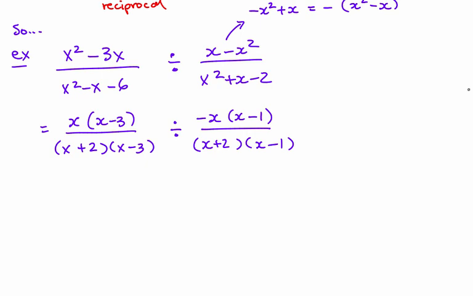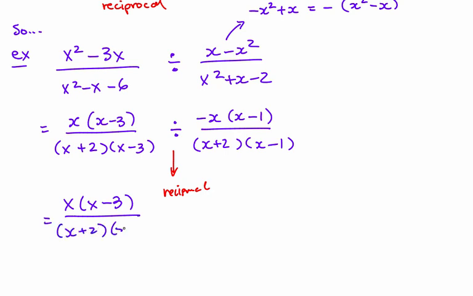So before I go and cancel things, I still need to take that reciprocal. And so I take my first fraction and then I change this to multiplication, and I take my numerator and make it my denominator, denominator make it my numerator. Some of you might say that's flipping this fraction over, and you get something that looks like this.